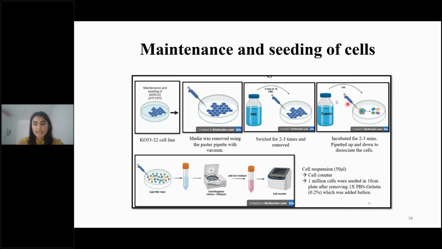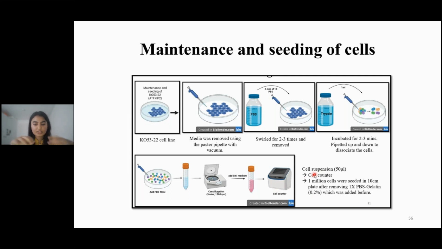What is trypsin? Trypsin is a protease. As I told you, the cells have a tendency to attach, right? So trypsin will detach the cells and the cells will start to float in the PBS. If they have clumped, they will separate, so you will have single segregated cells. You take these cells, put them in a falcon tube, and centrifuge it, and all the cells will be at the bottom. Then you put 50 microliters of the media in another small tube, and then you count it. This is how you basically maintain and count the cells.